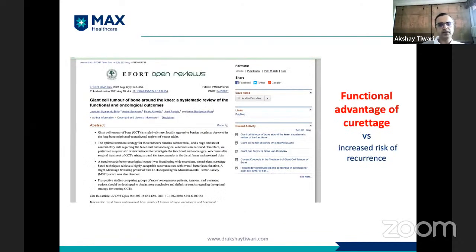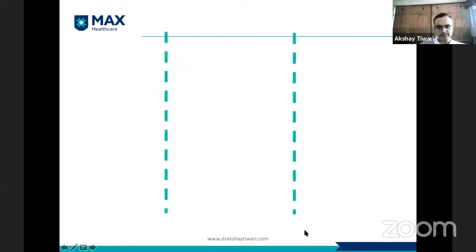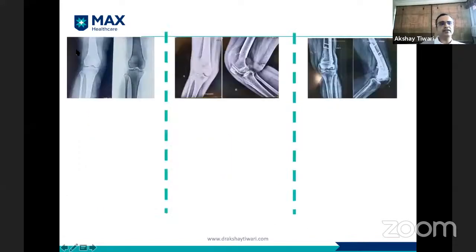This very excellent review, as recent as August 2021, looked at a systematic review of the functional and oncological outcomes, and they compared curettage with resection. And obviously the huge functional advantage that curettage gives us is much larger than the increased risk of recurrence that curettage holds. So let us look at what we would do in today's times when faced with a giant cell tumor of the distal end of femur, a very common location.